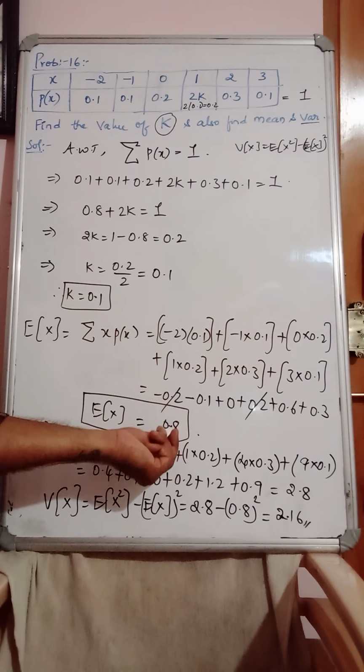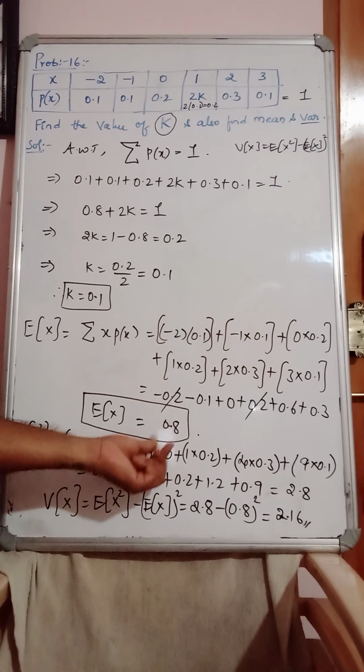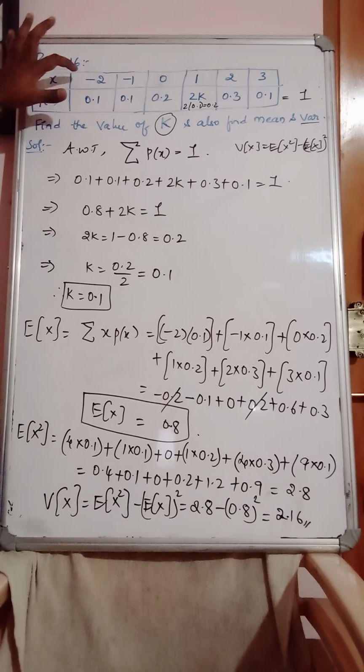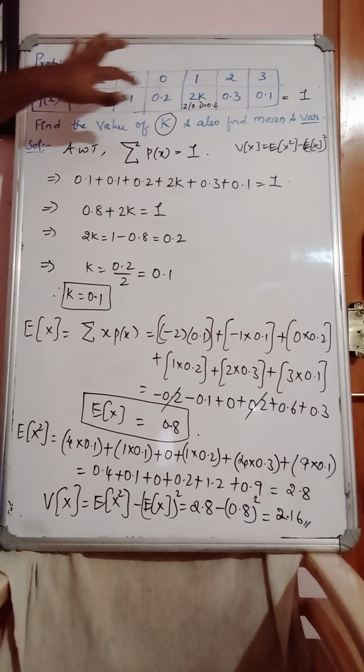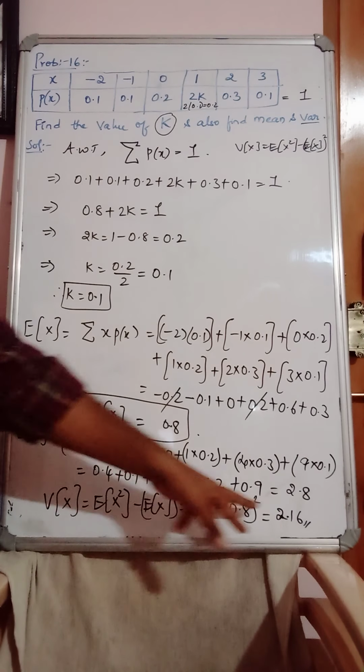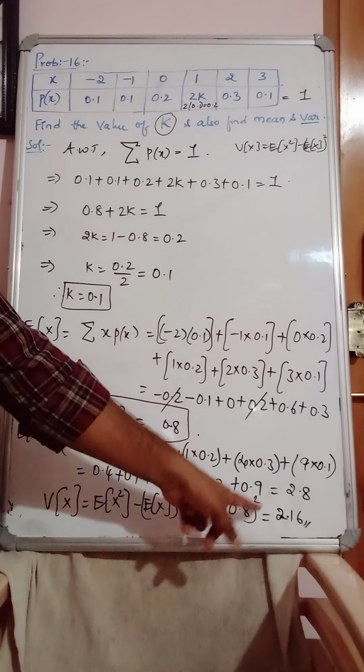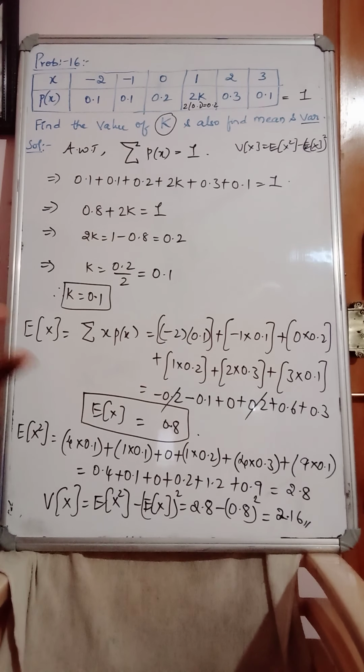We have already calculated this value. We only need the expectation of x square, that means x square into p of x. Minus 2 square into 0.1 and so on, up to 3 square into 0.1. You got the value 2.8. And then substitute in the formula of variance: 2.8 minus 0.8 whole square. 0.8 whole square is nothing but 0.64. Therefore, 2.8 minus 0.64 is 2.16. Are you clear, guys? Right.